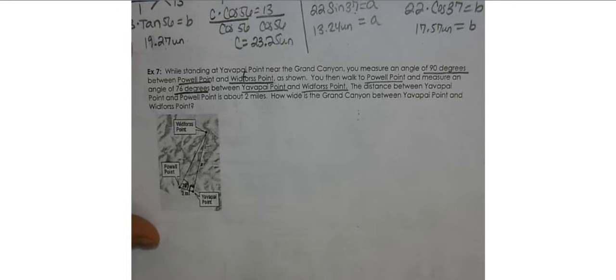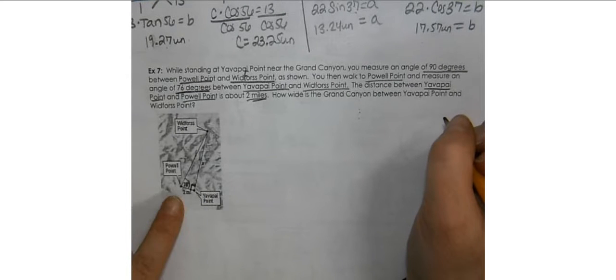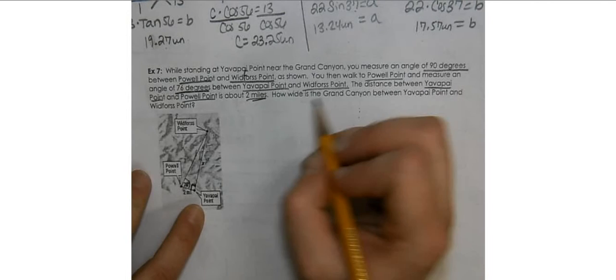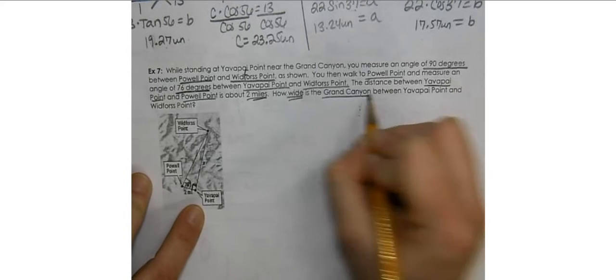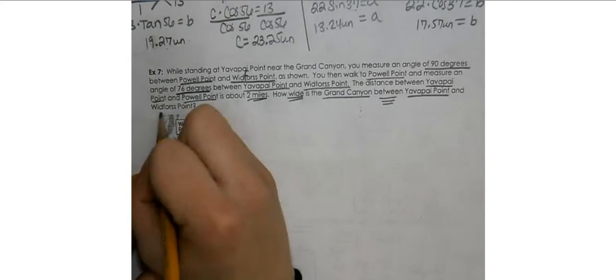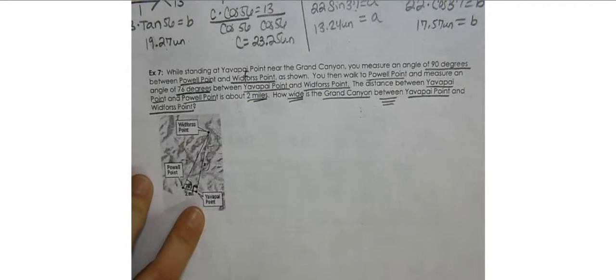The distance between Yavapai Point and Powell Point is about 2 miles. So that's what we have down here. It's about 2 miles in between Powell Point and Yavapai Point. We want to figure out how wide is the Grand Canyon between Yavapai Point and Woodfork Point. So we want to figure out this distance of x.